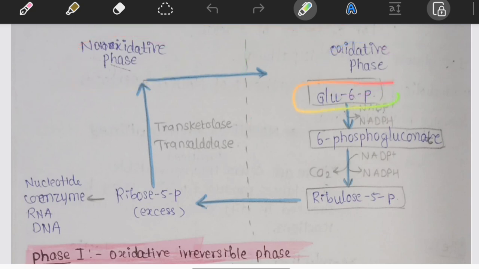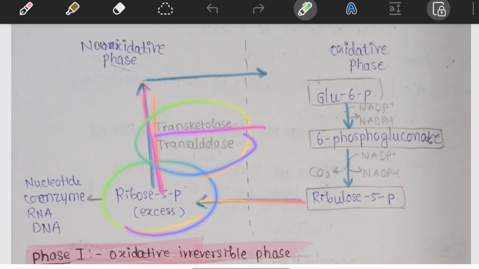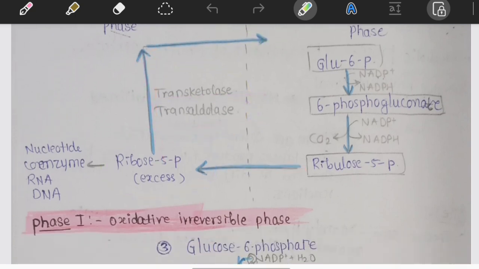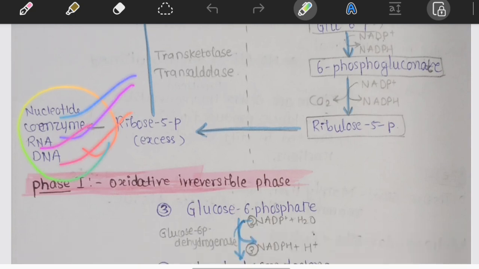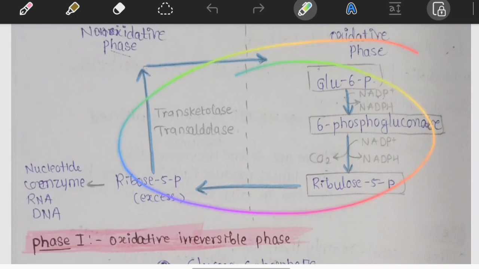First, glucose 6-phosphate is converted into 6-phosphogluconate, then ribose 5-phosphate, and in both steps NADPH is formed, and the pentose sugar ribose 5-phosphate is formed. Then this ribose 5-phosphate, using the enzymes transketolase and transaldolase, undergoes further multiple reactions and can form nucleotides, coenzymes, RNA, DNA, etc. So we will discuss these phases in depth.